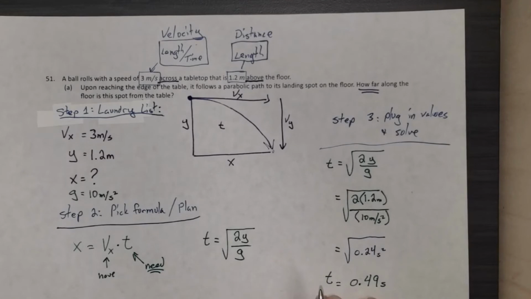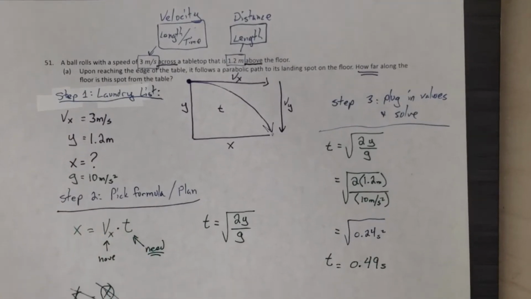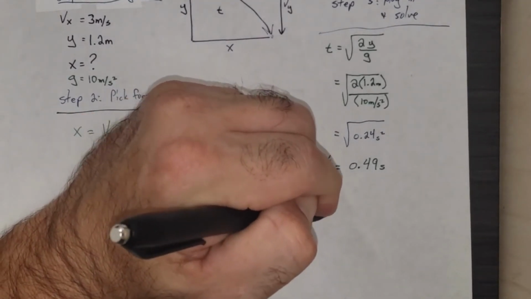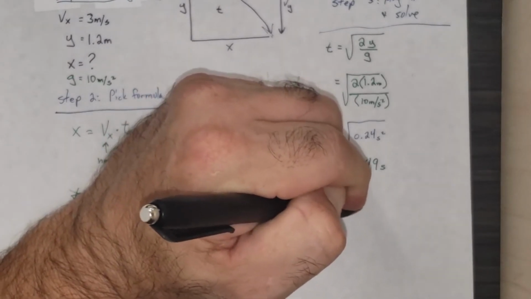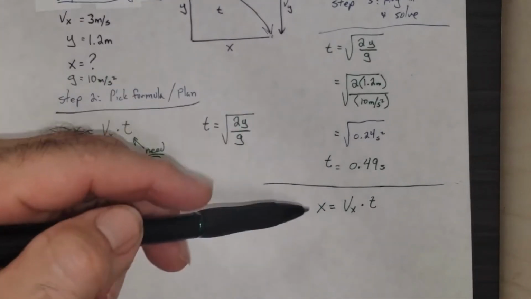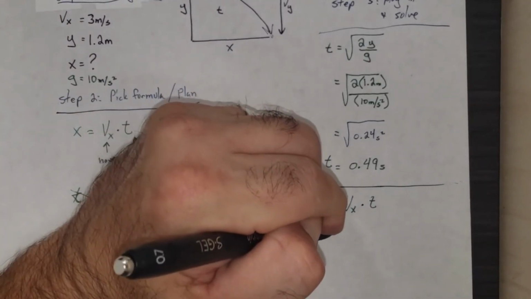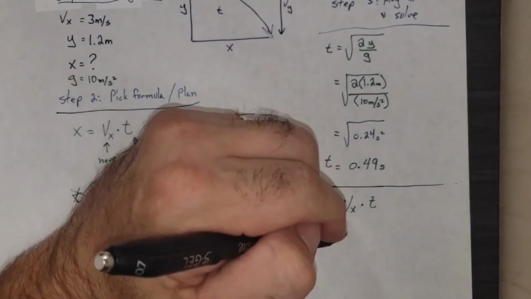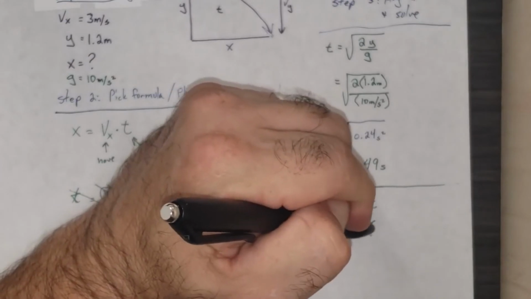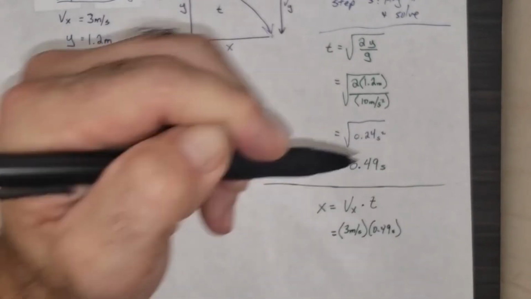We're going to use this value in this formula now. Now we have time. We had v sub x in our original laundry list. So if I scoot this page up a little bit, we now have x equals v sub x multiplied by time. All right, so I'll draw a line across here to show that this is now a second formula. We do the same thing. We substitute our numbers in using parentheses. We have 3 meters per second. Time, we know, is 0.49 seconds.